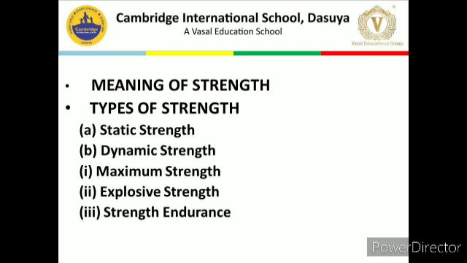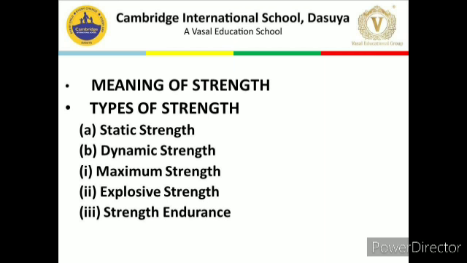So first is static strength. Static strength is the ability of muscles to act against resistance in a static position. Static strength is also called isometric strength. Static strength can be measured by the dynamometer. Static strength is used in weightlifting, powerlifting, pushing a wall, etc. This is static strength.